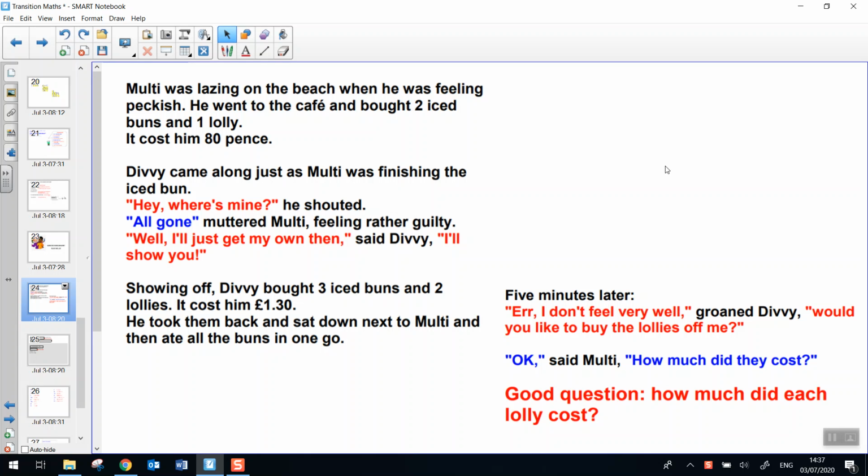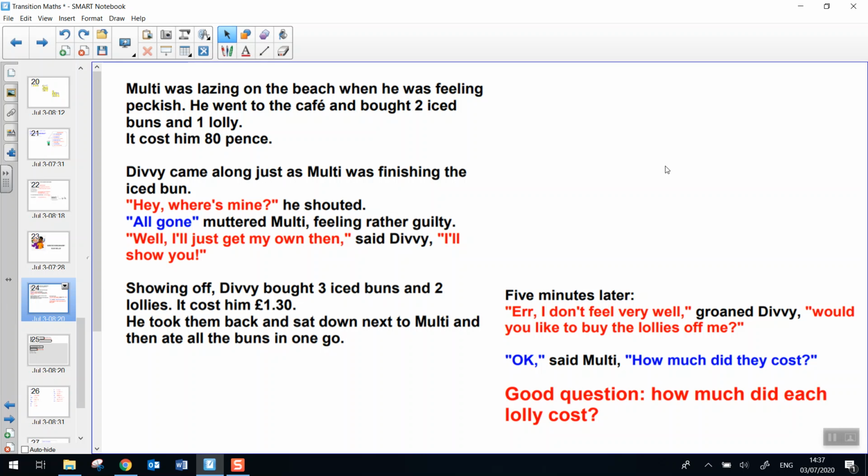Okay, so here is the puzzle. You need to read it very, very carefully. I'll read it with you. It says, Multi was lazing on the beach when he was feeling peckish. He went to the cafe and bought 2 iced buns and 1 lolly, and it cost him 80p.